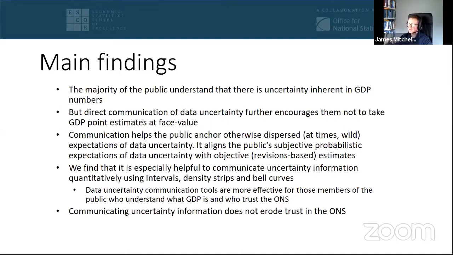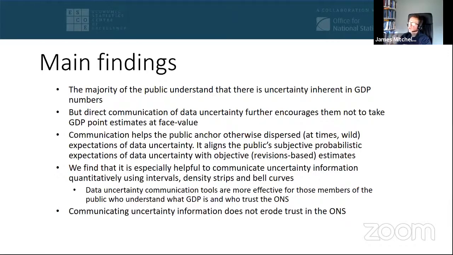They were expecting it to be around that number. However, despite that feature, we do find that as we progress through groups 2 through to group 8, providing additional uncertainty information does encourage the public additionally not to take those GDP estimates at face value.